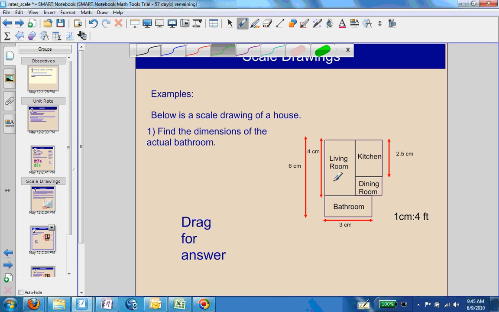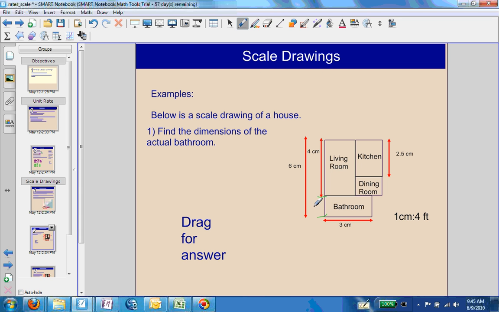So if we come over here, we can see that this whole length here is 6, this length here is 4, so this length from here to here must be 2 centimeters. So our bathroom is 2 centimeters by 3 centimeters. Now we have our scale written right here, so we know for every 1 centimeter equals 4 feet. So obviously if this side is 2 centimeters, in real life that's going to be 8 feet. And if this side is 3 centimeters, in real life that's going to be 12 feet.